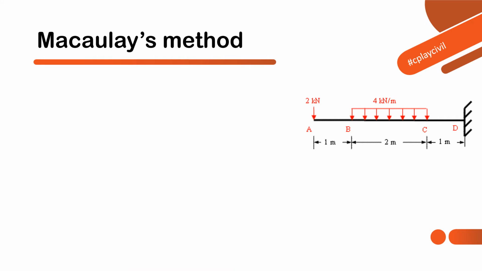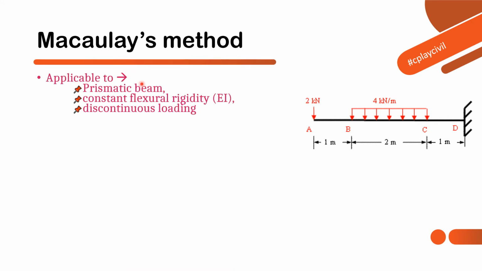Next is Macaulay's method. This is an advancement of the double integration method. This method is also applicable only to prismatic beams, and the prismatic beam also has constant flexural rigidity, as we have already seen in the double integration method. But here we can have discontinuous loading, unlike the double integration method. In that previous method we should have continuous loading, or we can say like UDL over the entire span. So continuous loading, or we can say symmetrical loading, type of general loading should be there in the double integration method.